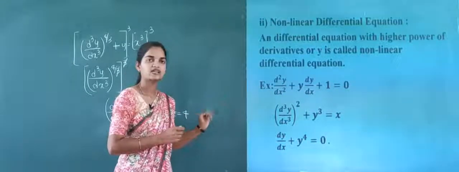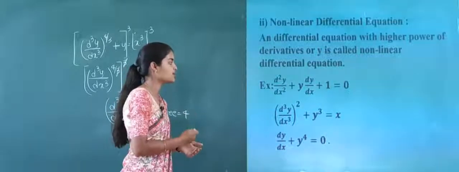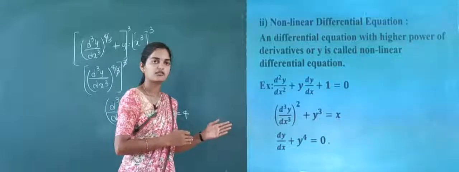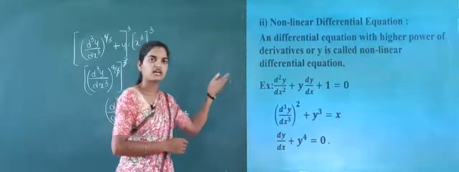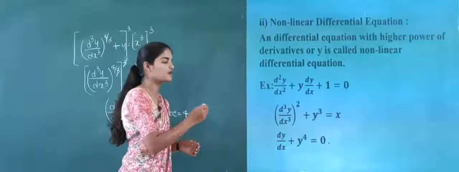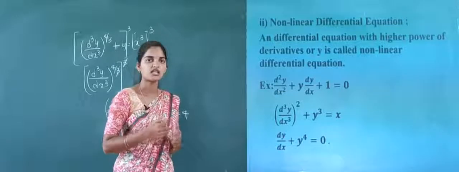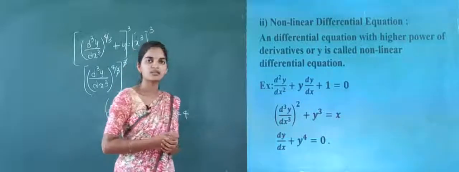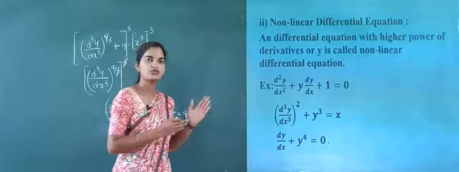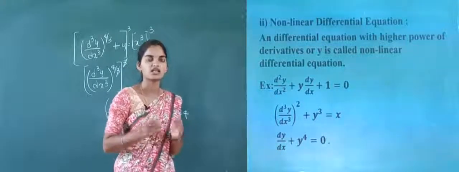Next example I have taken, that is d cube y divided by dx cube raised to 2 plus y cube is equal to x. Here for the third order derivative we have power 2, that is a higher power is there, and even for y we have higher power, that is y cube is there. Therefore this also becomes a non-linear differential equation. And similarly the third example, that is y raised to 4 is there, therefore higher power of y exists in the equation, hence it becomes a non-linear differential equation.